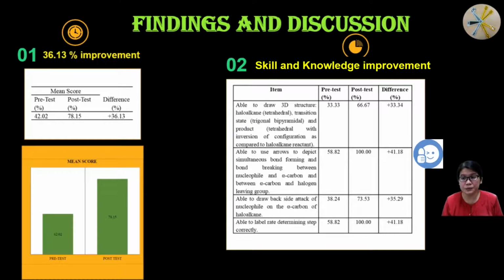Students' ability to illustrate the backside attack by the nucleophile on the alpha carbon of the haloalkane also showed an increment in performance by 35.29%. It also pinpointed an increase of 41.81% in the ability of students to label the rate determining step correctly.